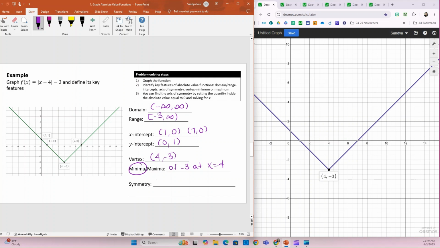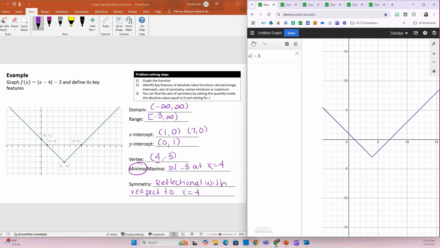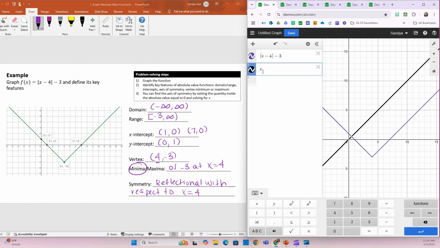Symmetry, it's going to have reflectional symmetry with respect to the axis of symmetry, right? So how do we figure out the axis of symmetry? Well, remember we use the x coordinate of the vertex. So it's going to be with respect to x equals 4. And if you want to see a visual of that, you can just always go ahead and type x equals 4 into Desmos and see that it does in fact cut your graph into 2 equal parts.